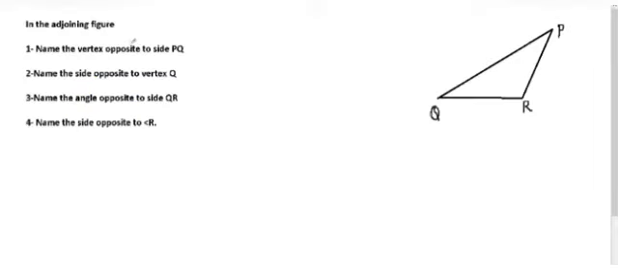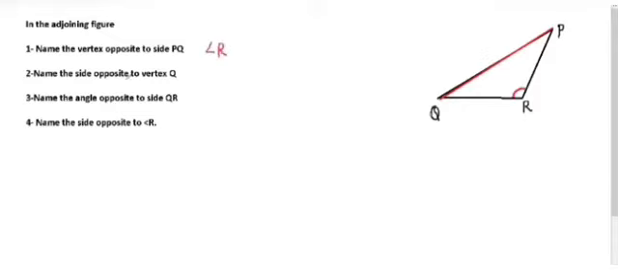Now I am taking a question. In the adjoining figure, we have triangle PQR. Now we have to name the vertex opposite to side PQ. You can see here that this is your side PQ. Now the vertex opposite to side PQ is this. So you can write angle R is opposite to side PQ.